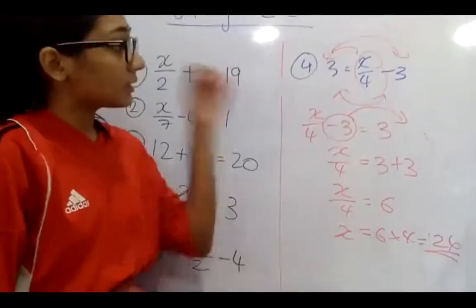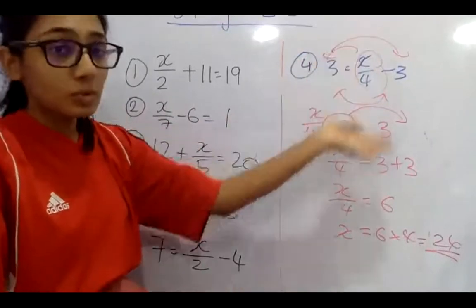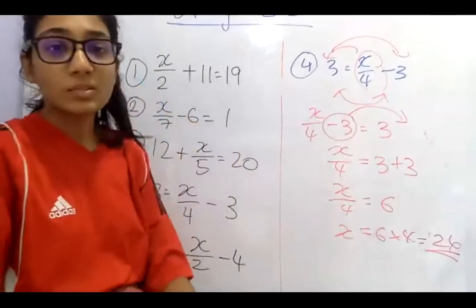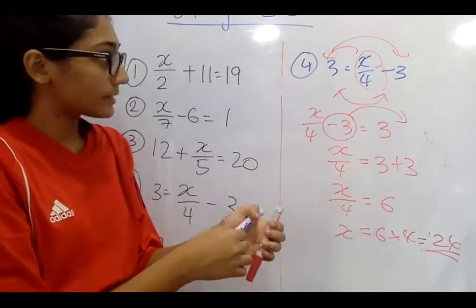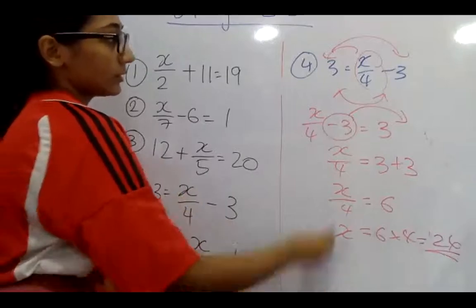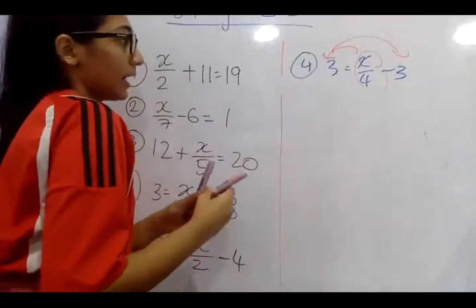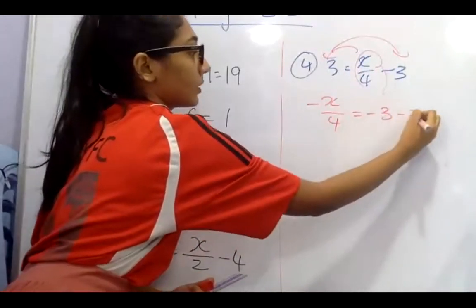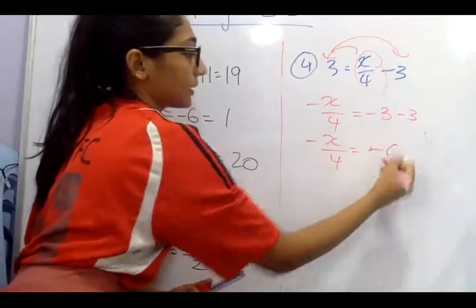You can bring this over, but then you'll have a negative x over 4. If you do, you will still get the same answer, but as much as you can, you want to avoid the extra step. But you can do it. So for example, let's say I bring the x to that side, it will be negative x over 4 equals minus 3 minus 3. Negative x over 4 equals minus 6.